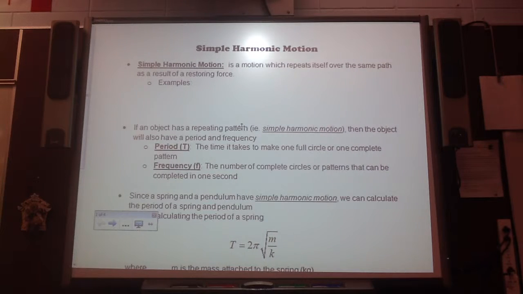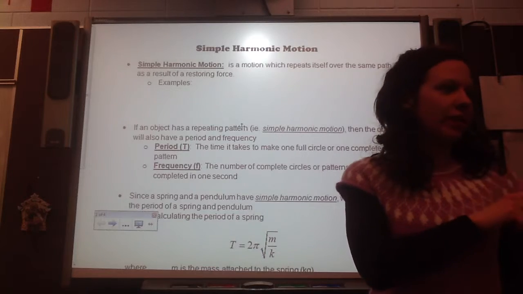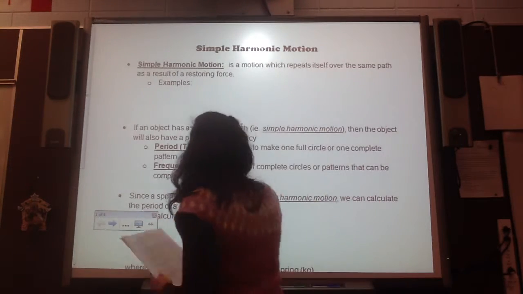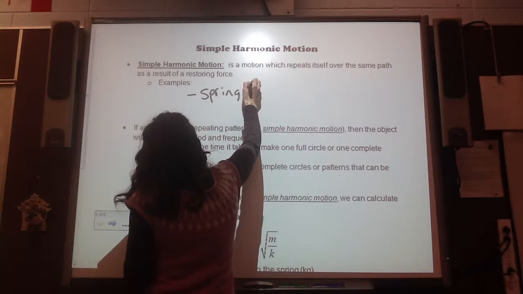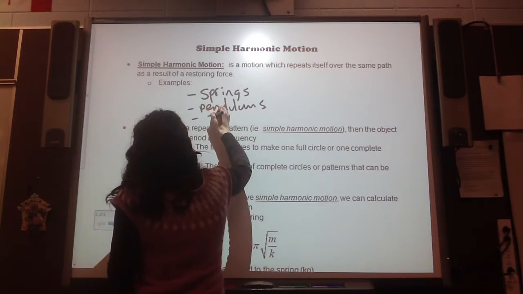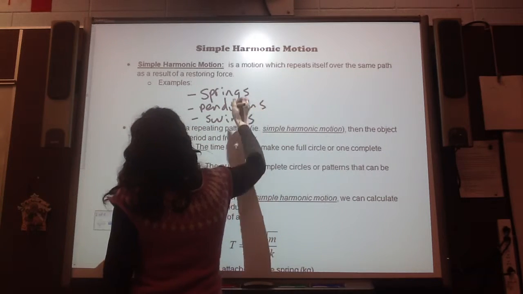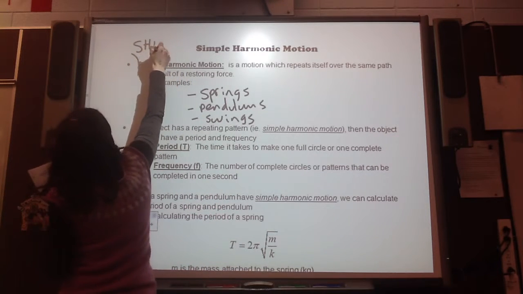So simple harmonic motion is motion which repeats itself over the same path. A slinky can do other things, but something like a pendulum will just go back and forth. Okay? A spring, pretend that was kind of like a spring. Anyways, I should just break down the examples. So springs, pendulums, and swings. Okay? And we abbreviate simple harmonic motion as SHM.